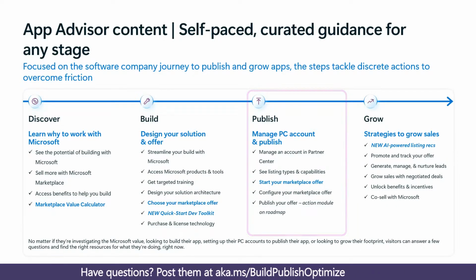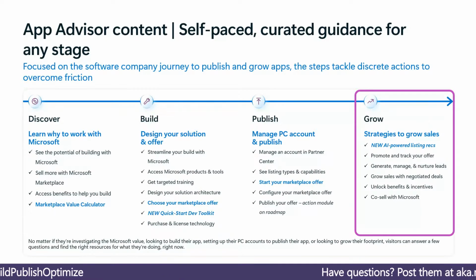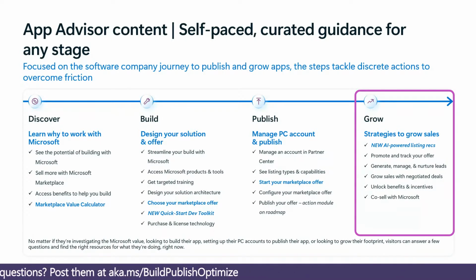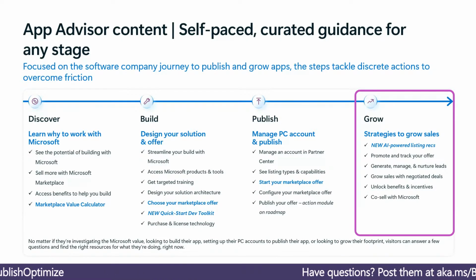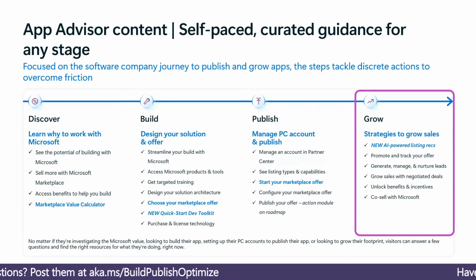In the grow stage, you can use our newest feature where we give you personalized recommendations to improve your Marketplace listing towards increasing discoverability and customer engagement. We'll help you with tips and tricks to promote your offer to customers and nurture them to sale. Understand the options to do custom selling to customers and to sell through channel. The powerful benefits that are available to help you sell your app, like hundreds of thousands of cloud credits that you can unlock as you grow your sales through Marketplace, and how to make the most of co-sell.